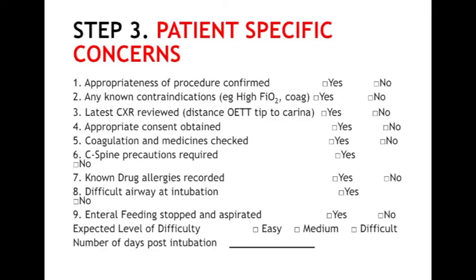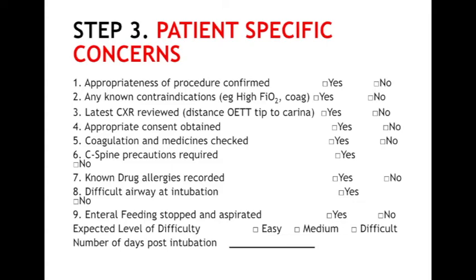The next step is to identify any patient-specific concerns. It's outside the scope of this presentation to determine the appropriateness of the procedure. It is expected that the ITU team will have identified the appropriate clinical indications for tracheostomy. Known coagulopathies, attachment to the hemofiltration device, or very high oxygen requirements may preclude tracheostomy placement. The review of a recent chest x-ray has been covered.